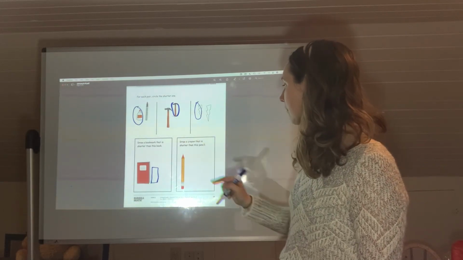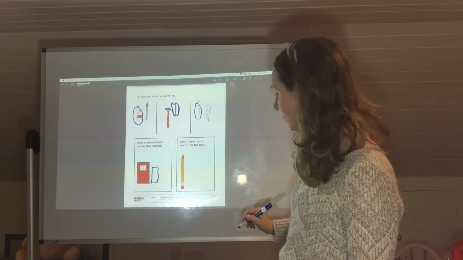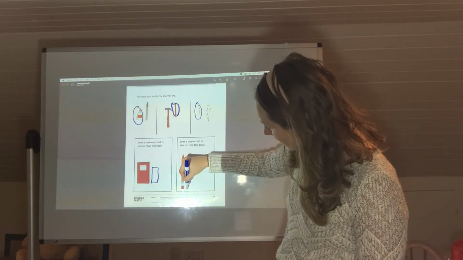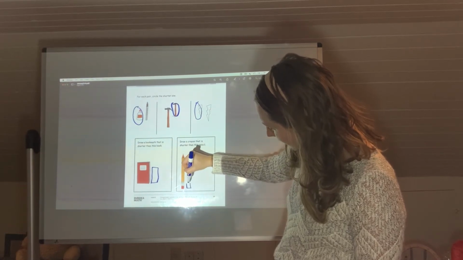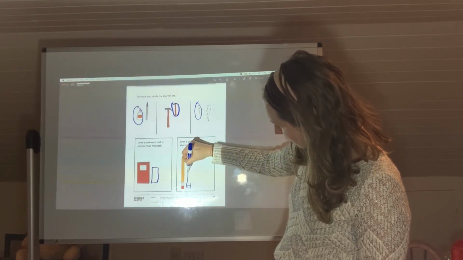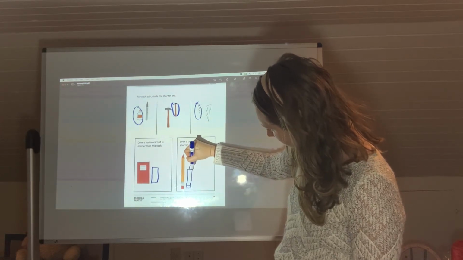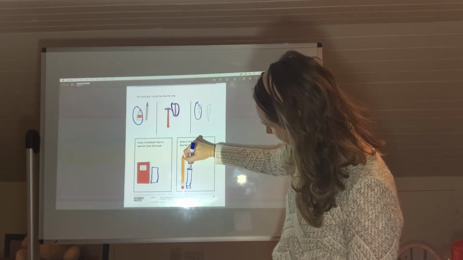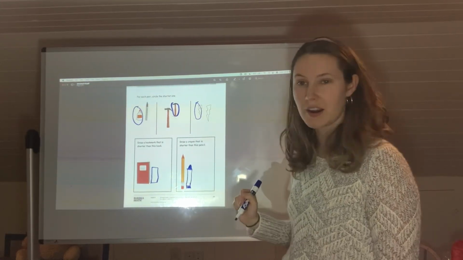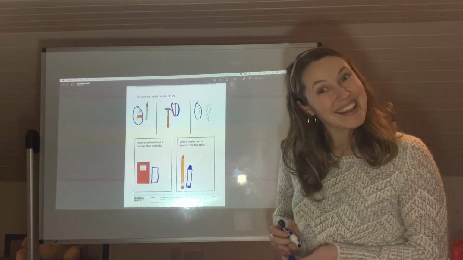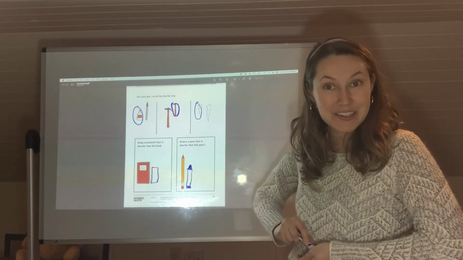The next problem says, draw a crayon that is shorter than this pencil. So I'm going to do the same thing here. I'm going to start at the same endpoint just to make sure that I make it shorter. And then I'm not going to come up as tall as my pencil. And here is my little blue crayon that is shorter than my pencil. Awesome work! I think you guys are getting the hang of comparing our taller and shorter.